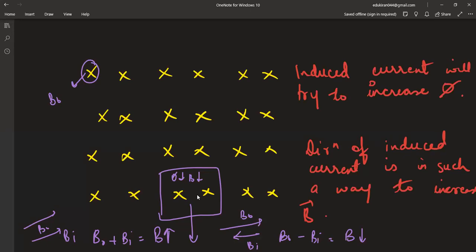Now put your right hand thumb inwards. What is the curvature of the fingers if you put your right thumb inwards? Clockwise or anti-clockwise? Quickly answer. Because see, the original magnetic field is inwards, and if the induced also becomes inwards, the net will increase, and that is what we want, and that is the only way to oppose. If you put your thumb into the screen, what is the curvature of your fingers? Clockwise or anti-clockwise?